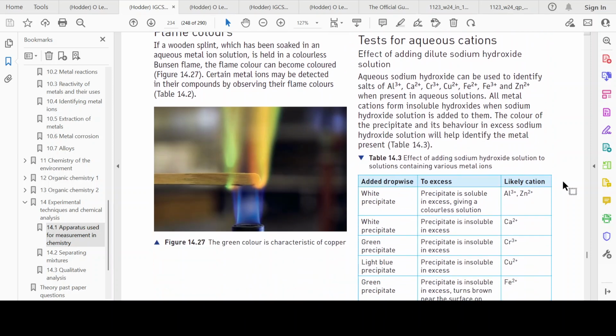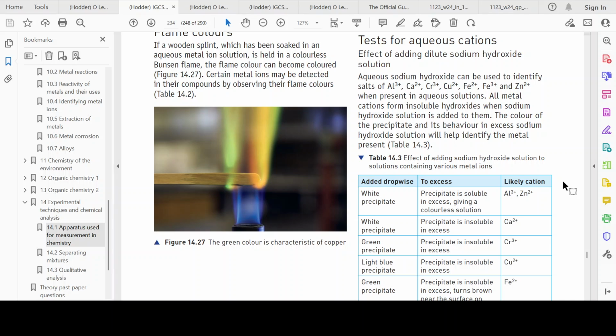Then you've got aqueous cations, right? So stuff for which possibly a flame test would not work out. In this case, you're adding dilute sodium hydroxide. Aqueous sodium hydroxide can be used to identify salts of aluminum, calcium, chromium, copper, iron 2, iron 3, and zinc.